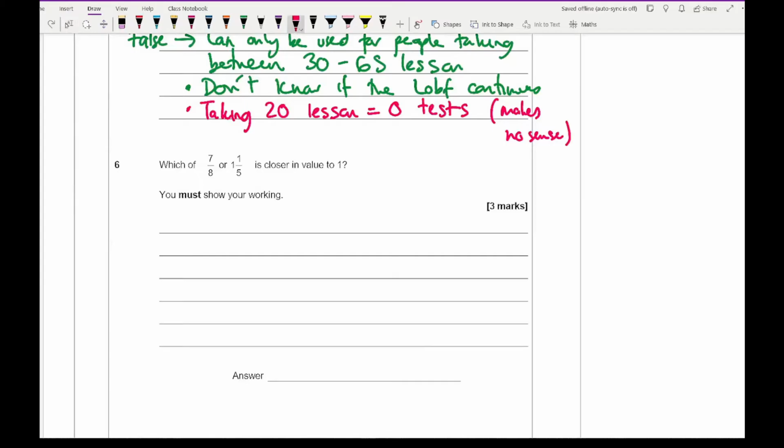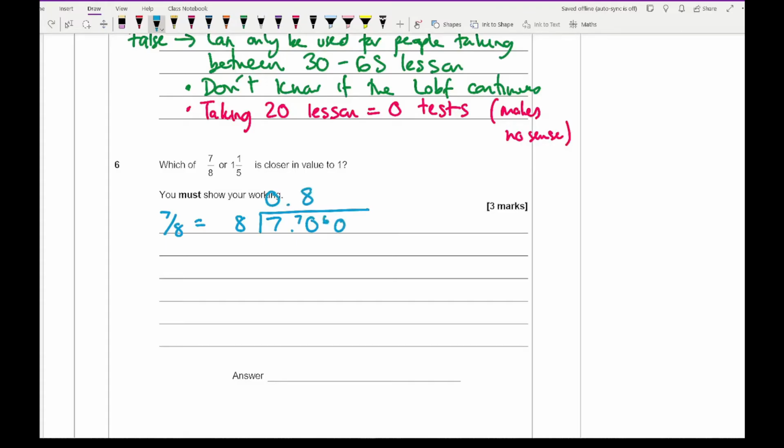Moving on to question 6, it says which of 7/8 or 1 1/5 is closer to the value of 1. For this, what we need to do is convert both of these fractions into a decimal. So here we need to do 7 divided by 8. 8's go into 7 0 times. So I carry the 7. How many 8's go into 70? That's going to be 8.